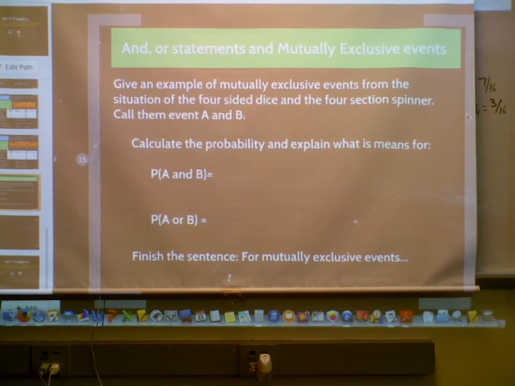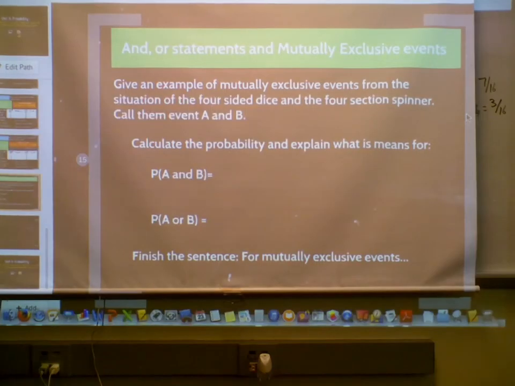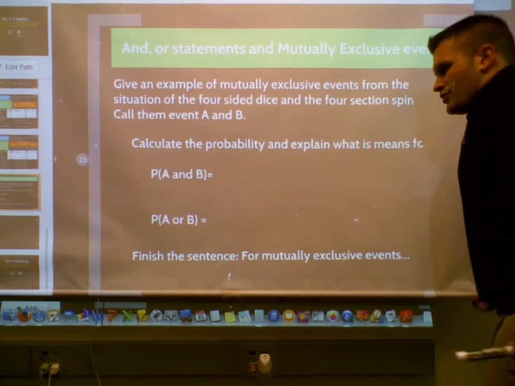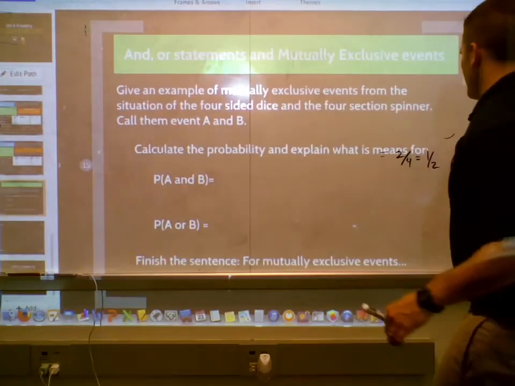So, anybody know 2 mutually exclusive events? No? Nobody? A and B. Okay, doing what? Spinning an A and spinning a B. So, on the 4-section spinner, we cannot spin an A and a B at the same time, right? That's impossible. Or if you're a Simpsons fan, that's impossible, says Ralph Wiggum.